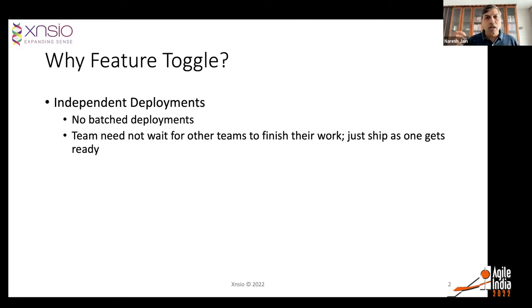Of course, it is not the only way to do it. I just want to make sure I put that disclaimer that feature toggles are not a silver bullet. It's not going to solve world hunger and climate change. But if you're trying to do independent deployment, and especially if you have changes that are not backward compatible, then feature toggles become kind of essential from an independent deployment point of view.